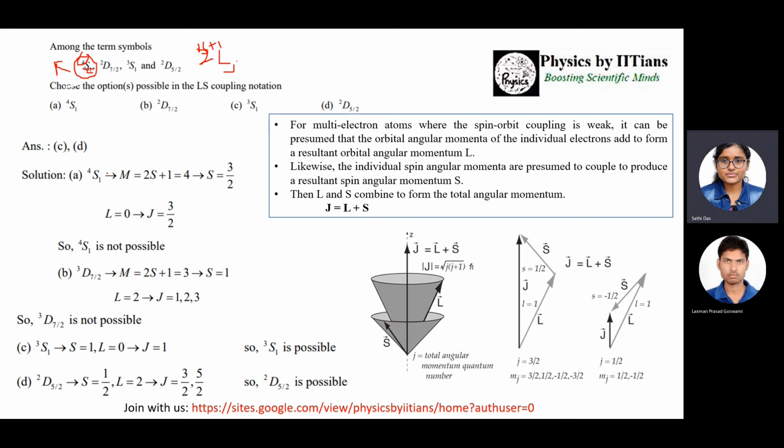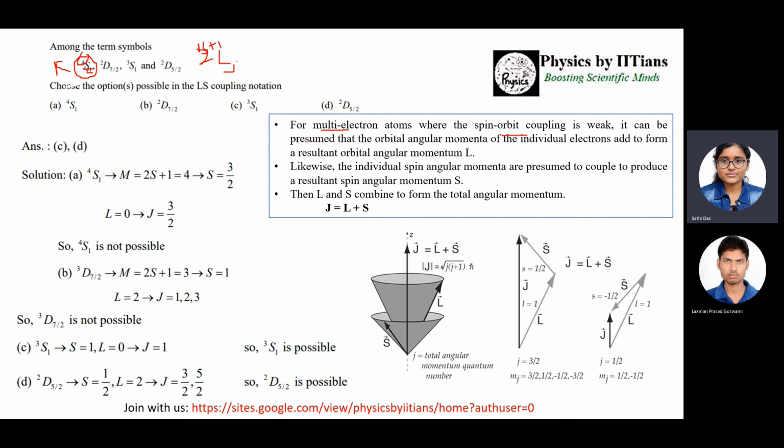So what is LS coupling? Whenever you are considering a multi-electron system, the atoms consist of multiple electrons. The simplest atom, a one-electron system, is hydrogen. But if you go to helium or carbon, any atom apart from hydrogen, they have multiple electrons. Multiple electrons will have multiple orbital angular momenta and different spin angular momenta. So you have to consider how these momenta interact with each other. For multi-electron atoms, the individual spin-orbit coupling, the coupling of individual spin and individual orbital angular momentum, is weak.